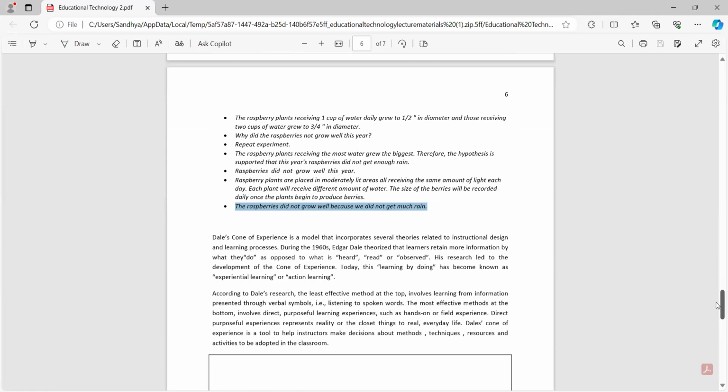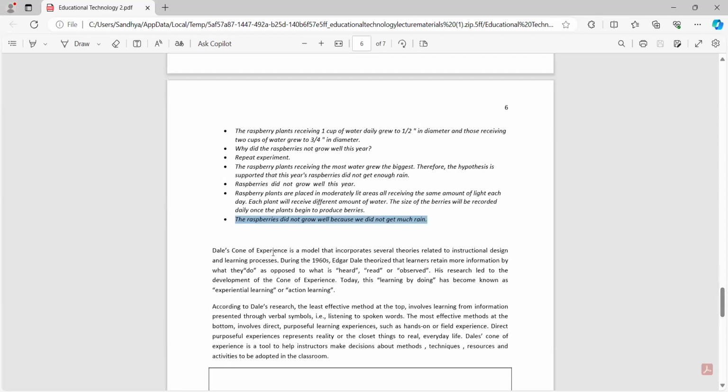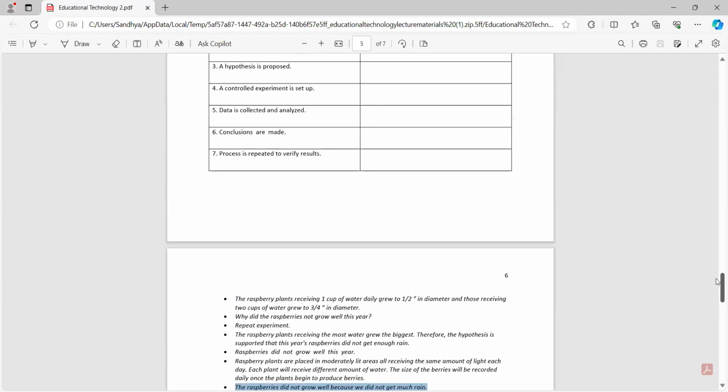Conclusions are made. What is the conclusion made then? The raspberry plants receiving the most water grew the biggest. Right. Very good. Therefore, the hypothesis is supported that this year's raspberry did not get enough rain. So the last step is that the process is repeated to verify results.